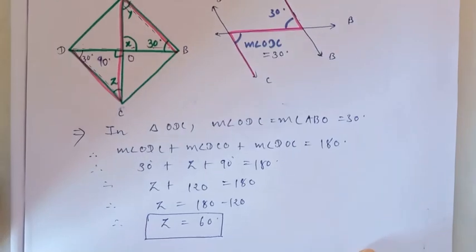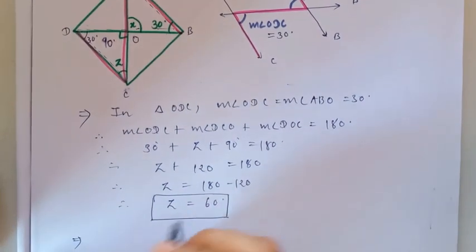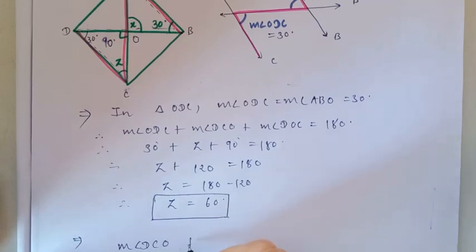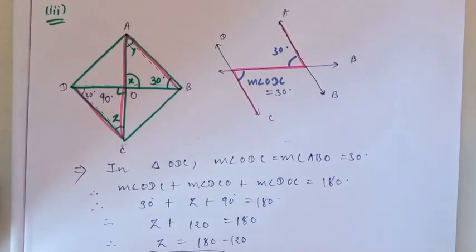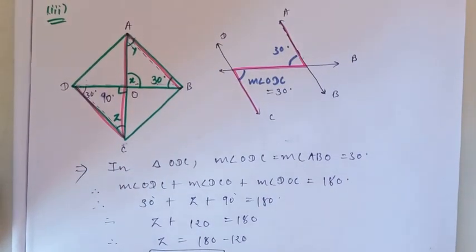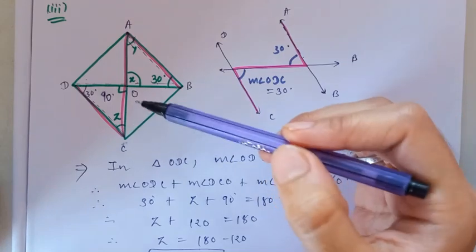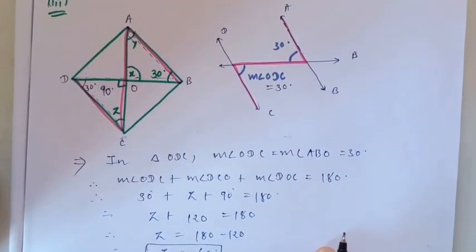So now here we can write measure of DCO is equal to measure of OAB.